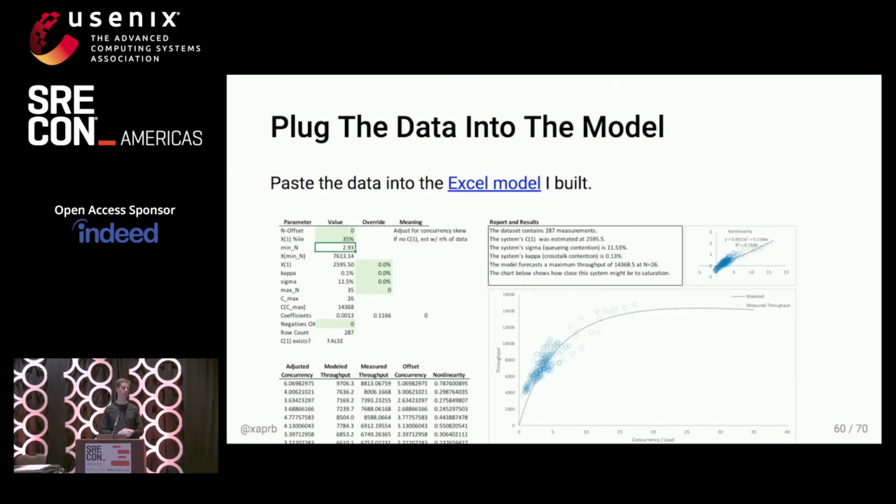And then you plug it into an Excel model, and I've linked that here, and at the end I've collected that in the resources slide. So I built this Excel model. You can do this in different ways. Before I figured out how to model it in Excel, I built a bunch of bash scripts with GNU plot, and I've done it in R, and I've also done it in Plotly with JavaScript.